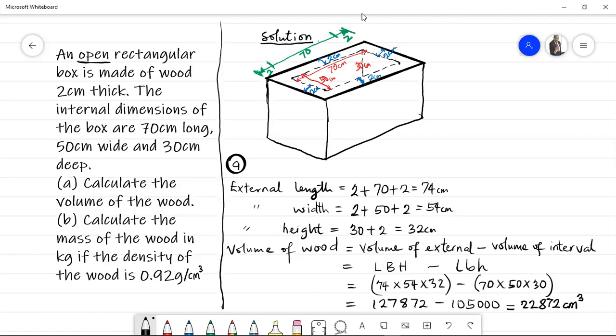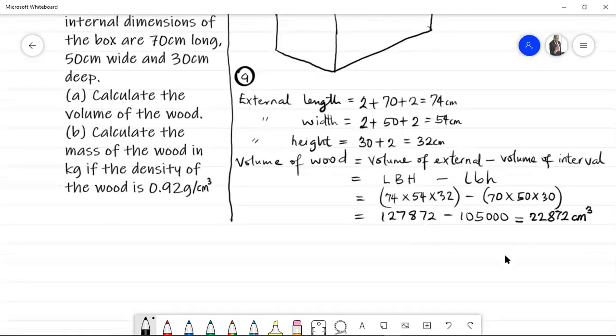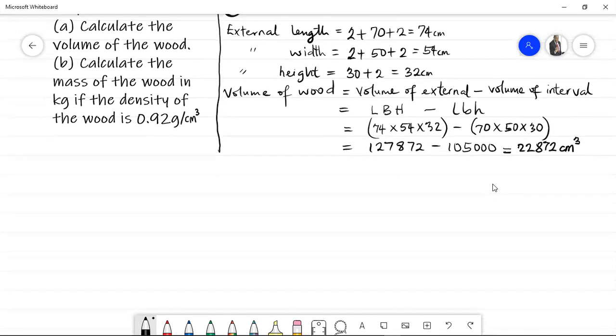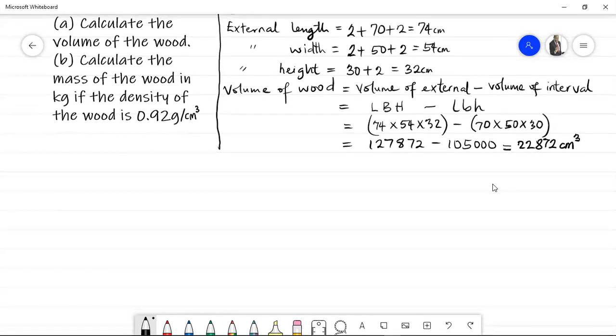Taking a look at question B very quickly, let's look at how we're going to solve question B. Now for question B, we're asked to calculate the mass of the wood. So let me just still demarcate this. I'm on the B part of the question now.